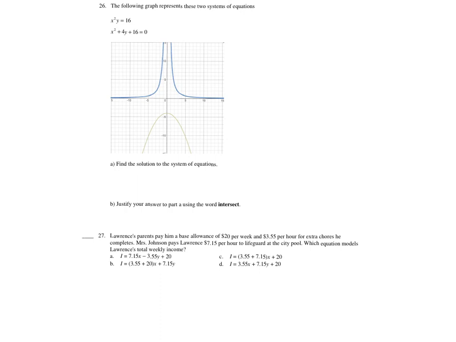And so 27, all right, so it's saying you've got a base allowance of 20 per week. And this is the weekly income, so it looks like you'll get the $20 just once, and then you get $3.55 per hour for chores, so that's going to be 3.55x, and then $17.50 an hour to lifeguard, so that's going to be 7.15y. I'm going to keep those separate because they're really just different jobs. I can't assume I'm going to get the same number of hours at those two jobs.